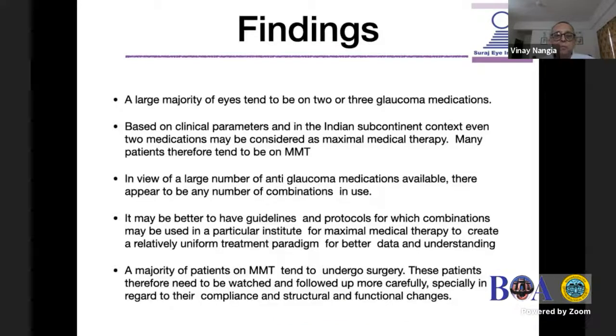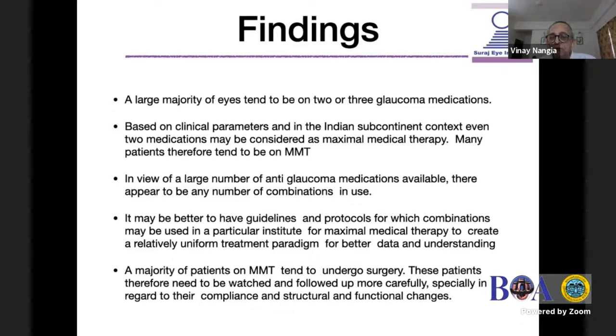And so the findings from the study are that a large majority of eyes tend to be on 2 or 3 glaucoma medications. Based on clinical parameters and in the Indian subcontinent context, even 2 medications may be considered as maximal medical therapy for many, many reasons. And many patients therefore tend to be on maximal medical therapy.